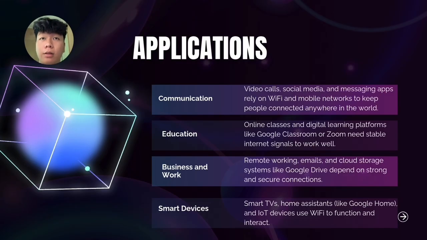The third one is business and work. Remote working, emails, and cloud storage systems like Google Drive depend on a strong and secure connection. And the last application is smart devices. Smart TVs, home assistants, and IoT devices use Wi-Fi to function and interact.